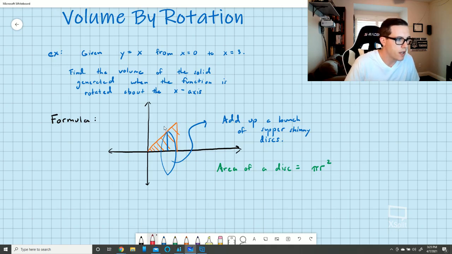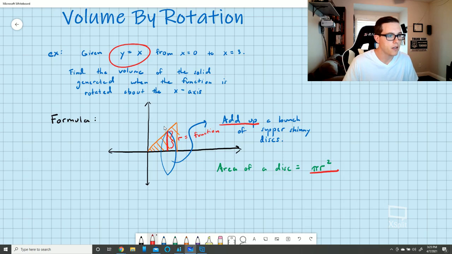This value right here, r, is equal to the function. Most times it's going to be equal to the function. And the function in this problem was y equals x. So here's what happens. We're adding up a bunch of these. Well, the way to add up across an infinite space is the integral, and that will give us the volume.